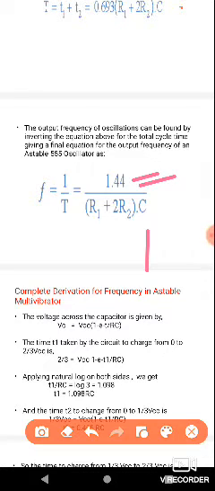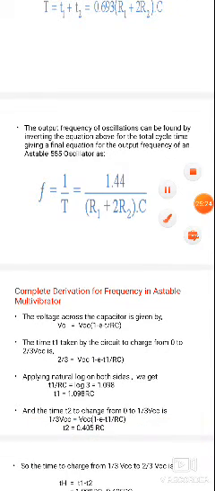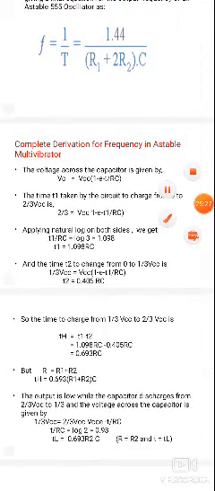Next, R1 plus 2R2 into C. The final value is 1.44 divided by R1 plus 2R2 into C. The frequency will be in terms of hertz. We get the frequency by inverting the time period: 1 by the time period is 1 by 0.693 into R1 plus 2R2 into C, and 1 by 0.693 is 1.44, so the frequency is 1.44 by R1 plus 2R2 into C. So the astable multivibrator depends on the charging and discharging times of the capacitor.